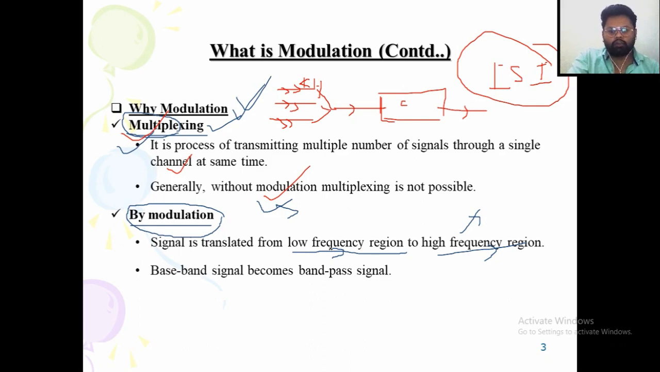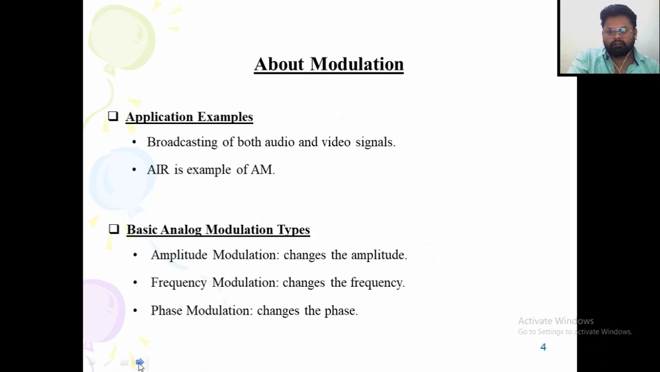So after modulation, what happened? The low frequency region is transmitted into a high frequency region. The signals which have low frequency are called baseband signals. And after modulation, the signals that we have, which contain a very high frequency, are called band pass signals, right? So this is all about modulation.